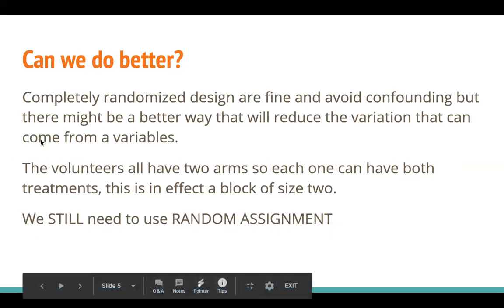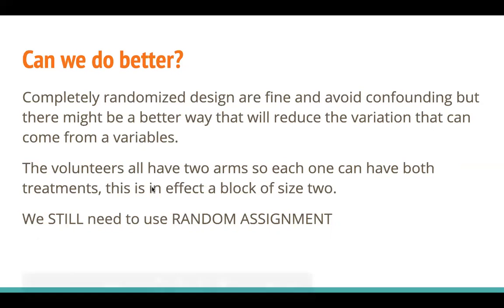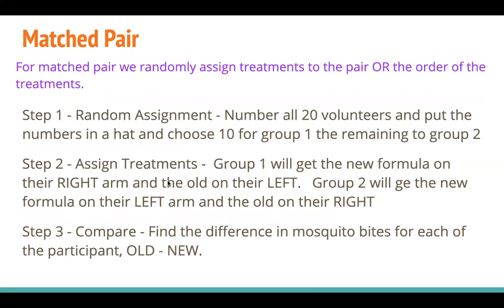So we have to have that component of the design, and let's talk about how we can do that random assignment. Okay, for matched pair, we randomly assign treatments to the pair or the order of the treatments. So let's see in this example what it looks like.